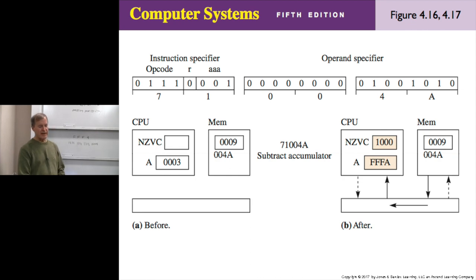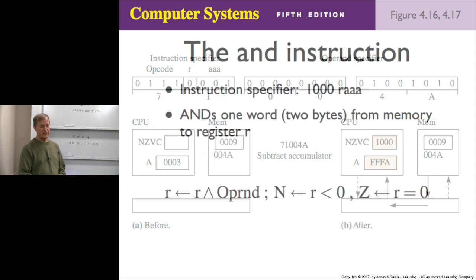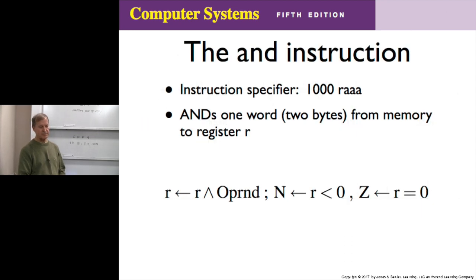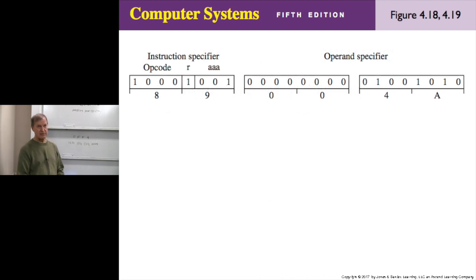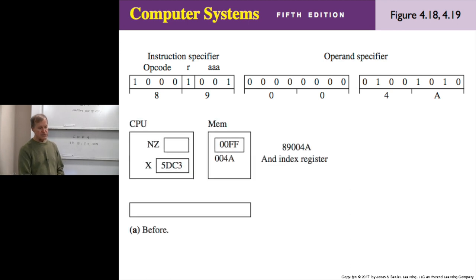Okay. Now, a few logic instructions. We have an AND instruction. The instruction specifier is 1000, and it takes the AND of one word, in other words two bytes from memory, to register R. So you see it's R gets R AND the operand. And here's the example of this instruction. Now what is the register R field? 1, so that indicates which register? The index register.